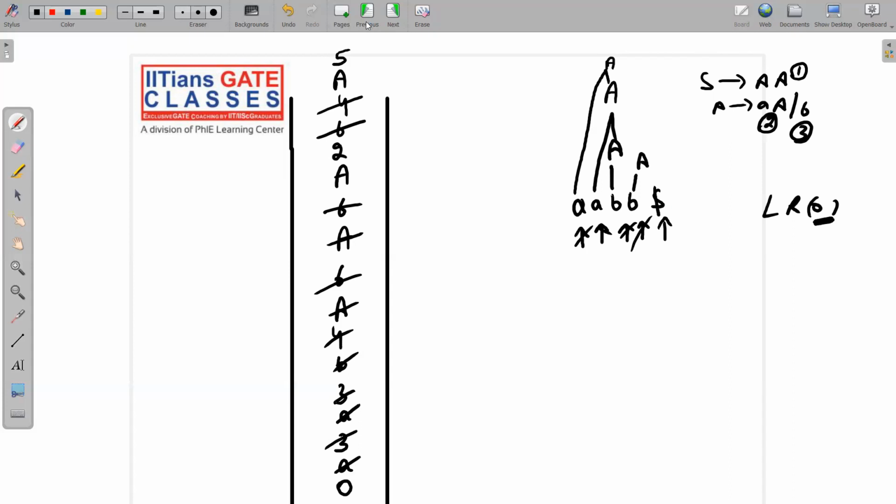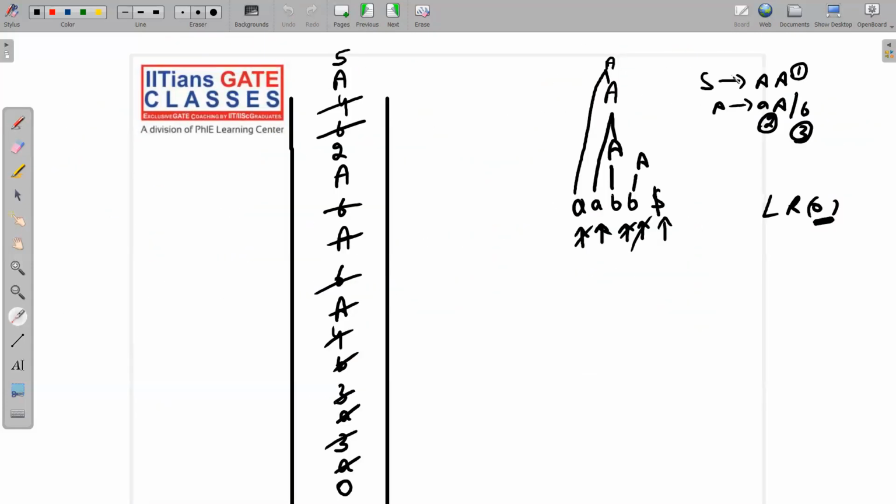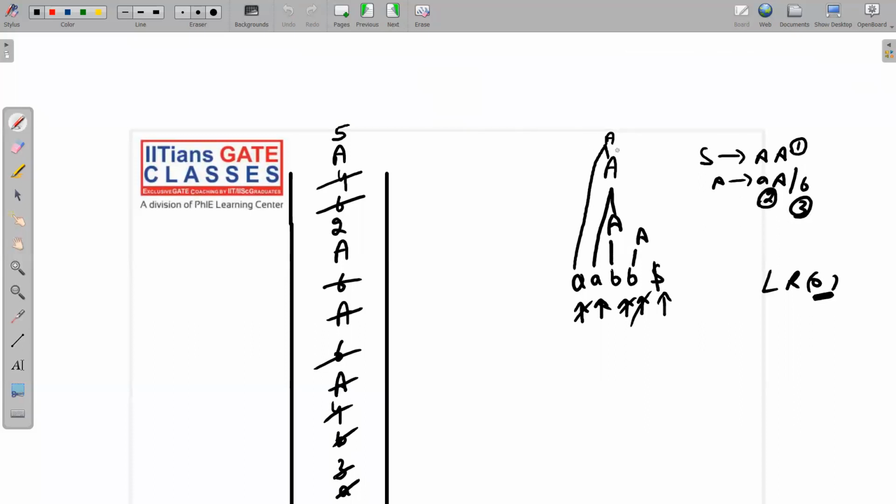Now what is in state 5? R1. R1 means what? Double A goes to S. So we have got the handle now. Double A is our handle, so it is reduced to S. Reducing to S means we will pop off 4 symbols from the stack and push the LHS. That means capital S is pushed onto the stack.